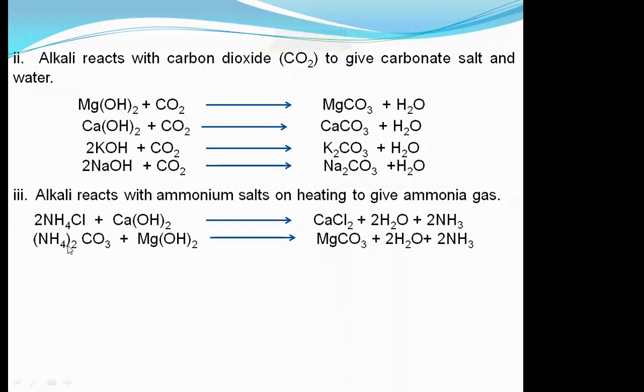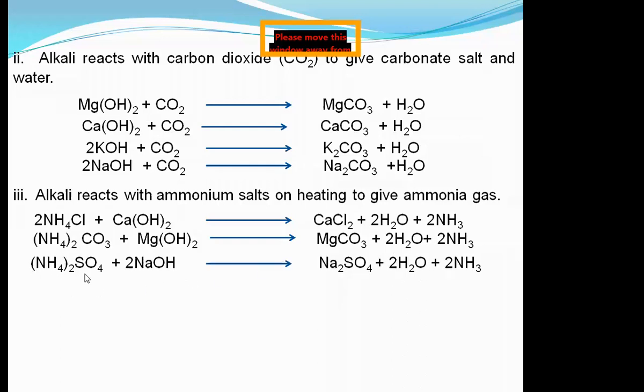After that, ammonium carbonate and magnesium hydroxide. The same will happen here also. Magnesium will combine with carbonate, so magnesium carbonate. After that NH4 has valency 1, OH has valency 1, so NH4OH, and that will break up into water molecule and ammonia gas. Then (NH4)2SO4 with NaOH. As I told you, this is just for formula balancing. Na has valency 1 and SO4 valency 2, so this is Na2SO4, and after that we have NH4OH, and then balancing it.